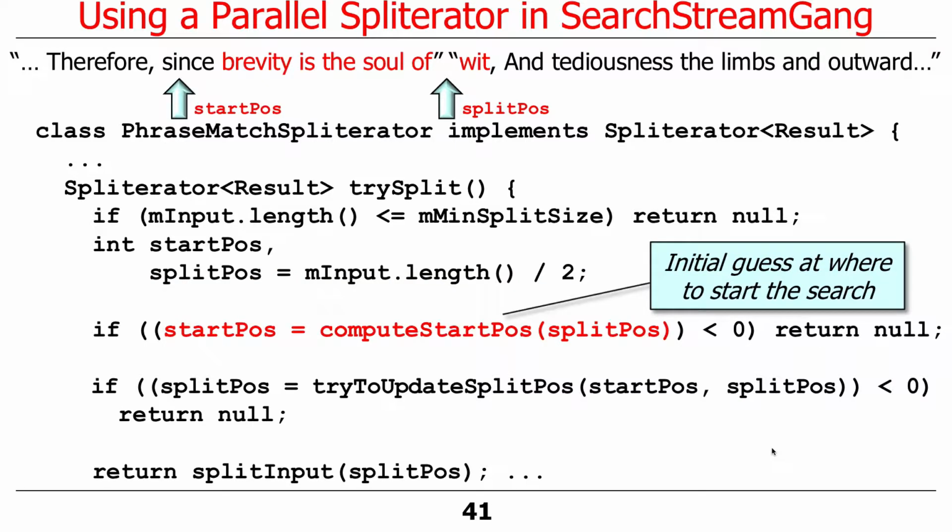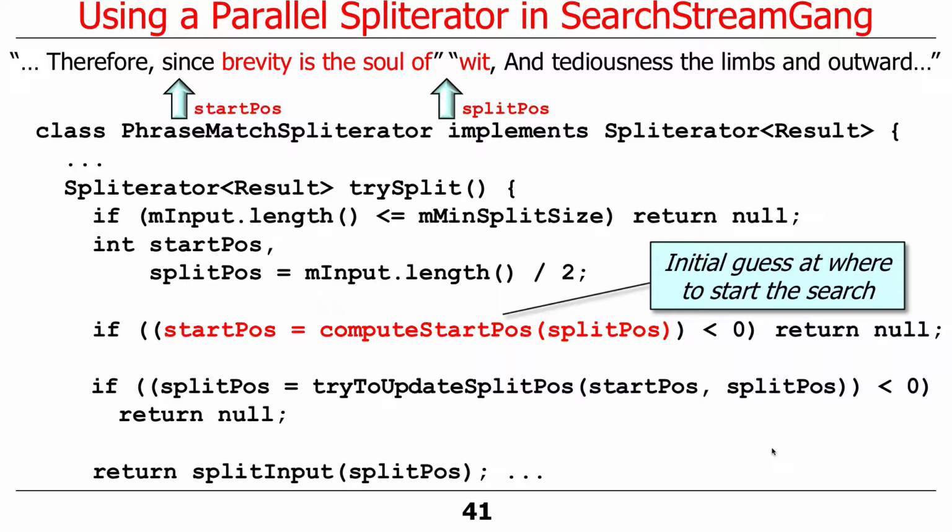The next thing we're going to do is we're going to call this method called compute start pause. And it's going to guess where the search should start. So what does it mean for the search to start? Well, let's say for sake of argument we split it in half, we need to start searching at a point that makes sense given the length of the phrase that we're looking for. So we have to actually go back into the left-hand split and figure out where we need to start searching in order to possibly find a match. Wouldn't make sense to start searching here because it could never possibly match. So we have to go back far enough based on how big the phrase is.